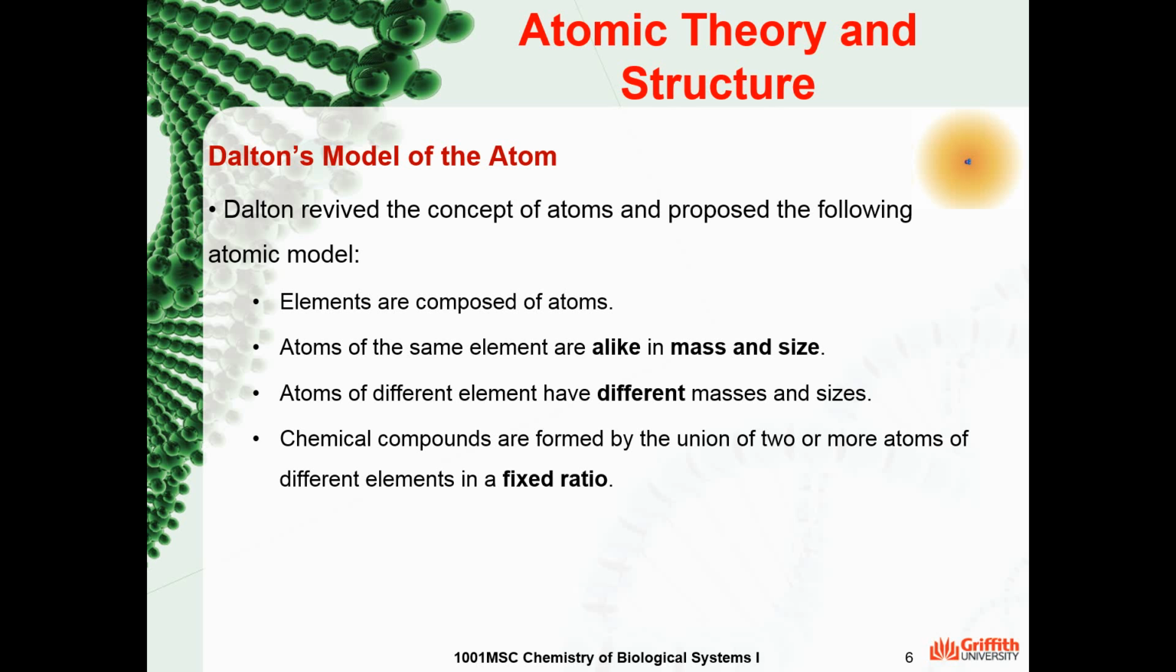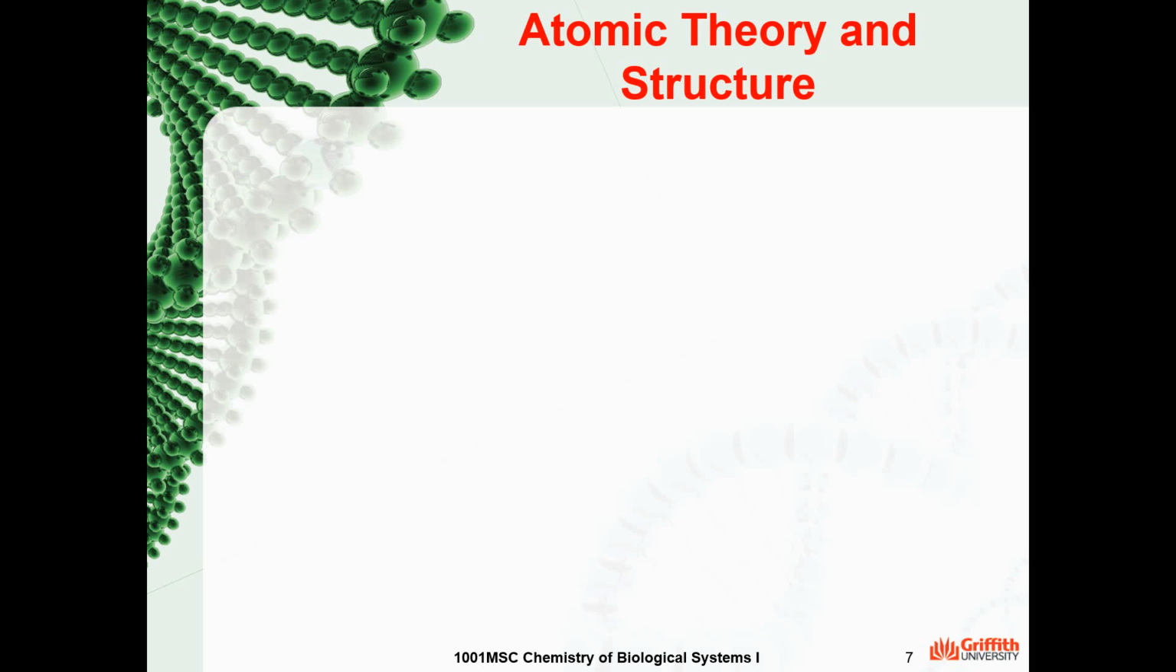Chemical compounds are formed by the union of two or more atoms of different elements in a fixed ratio. Also, atoms may combine in different ratios to form more than one compound. Dalton believed that atoms are the smallest particles in our world and that we cannot split them. However, we now know that this is not true, and we can split atoms into different particles. Dalton's theory includes two laws.